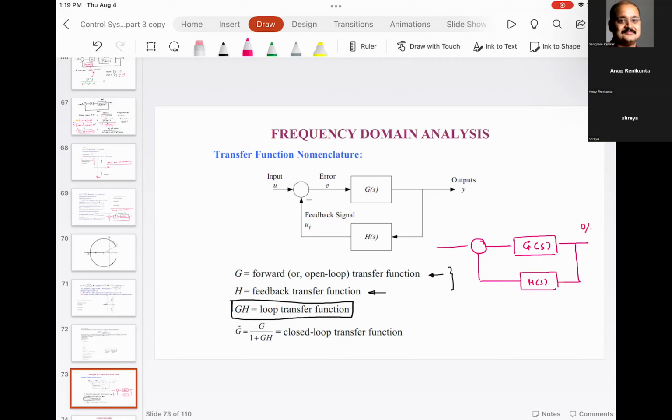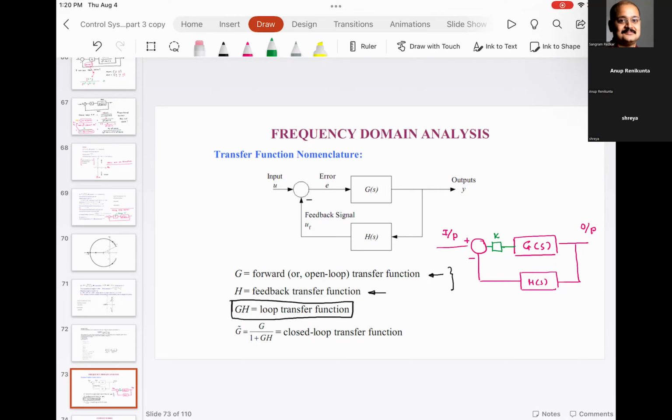This is output. This is input. Plus minus. And when we are trying to find out the pole travel based on an external gain K, what we want to find out is how these poles travel based on changes in the magnitude of K.